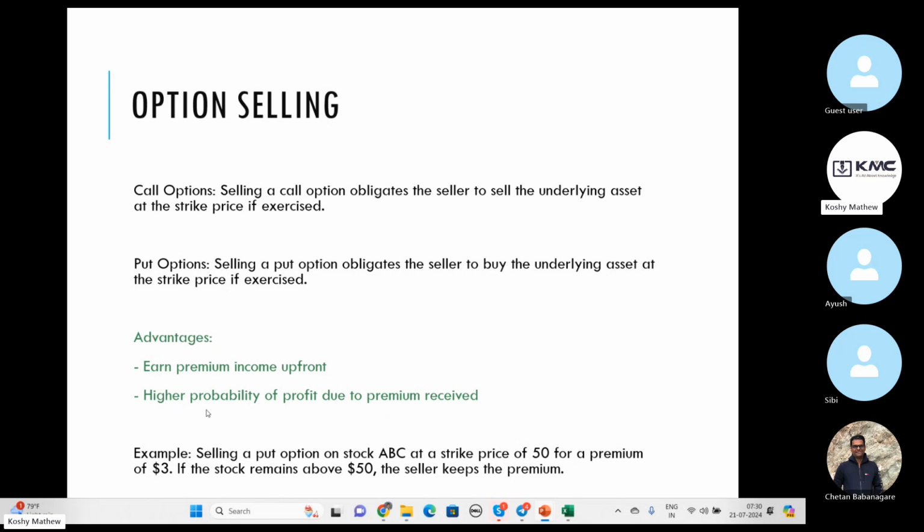And the probability of making profit for an option seller is high. The probability of making profit for an option buyer is less. However, limited liability for a buyer, unlimited liability for a seller. Any questions? Please ask me.